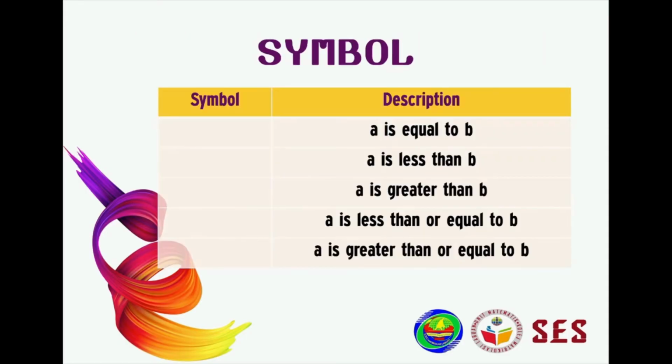So first, we are going to learn about the symbols. I believe all of you are already familiar with them. The symbol for A equals B is just A equals B. A is less than B, the direction is to the left. A is greater than B, the direction is to the right. A is less than or equal to B. And finally, A is greater than or equal to B.